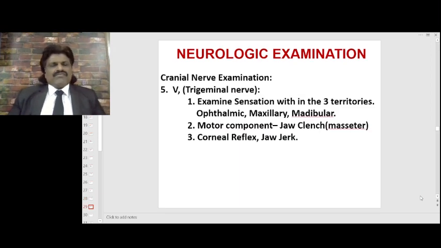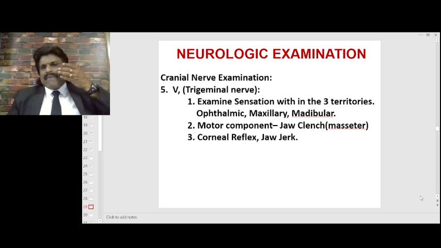The fifth nerve. The fifth nerve has got a sensory component and a motor component. So the sensation which we test in the 3 territories: ophthalmic, forehead; maxillary, cheek; and mandibular, chin. So we test the sensation. If the ophthalmic part gets affected, there could be pain also, like herpes zoster ophthalmicus, which affects the ophthalmic division of the trigeminal nerve. Whereas trigeminal neuralgia affects the maxillary and mandibular divisions of the fifth nerve. So in the ophthalmic division of the fifth nerve, we have to suspect herpes zoster ophthalmicus; with severe pain in the maxillary and mandibular divisions, we can suspect trigeminal neuralgia, especially in young patients.